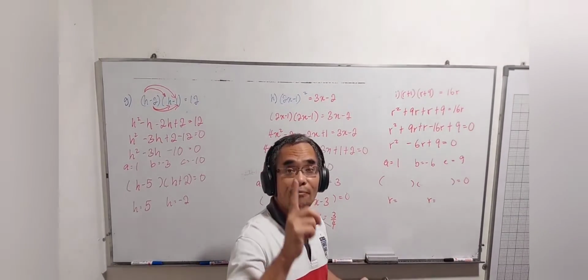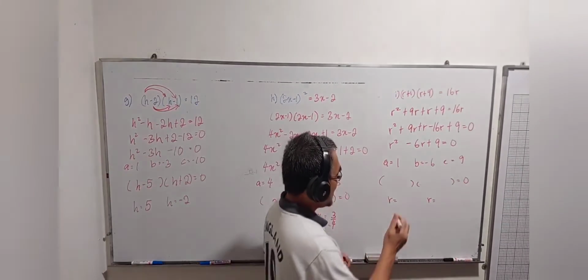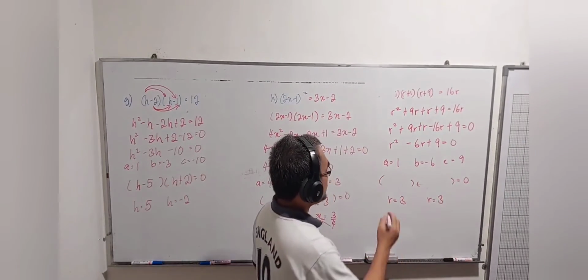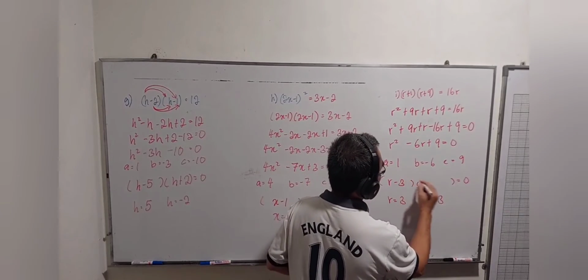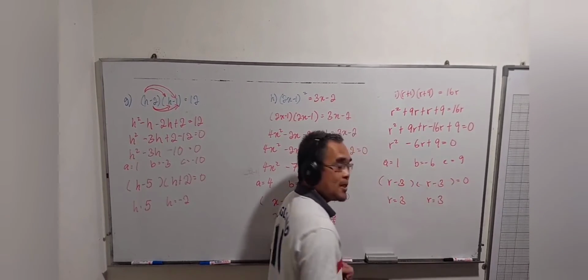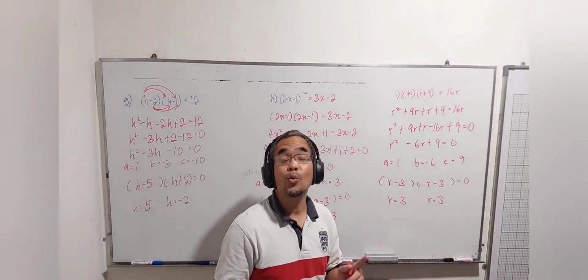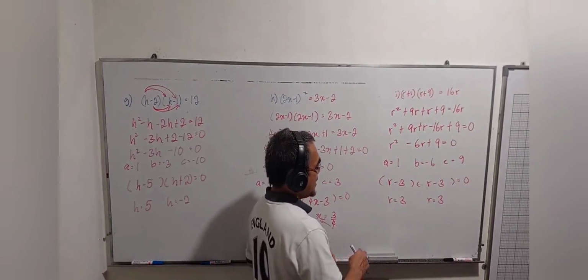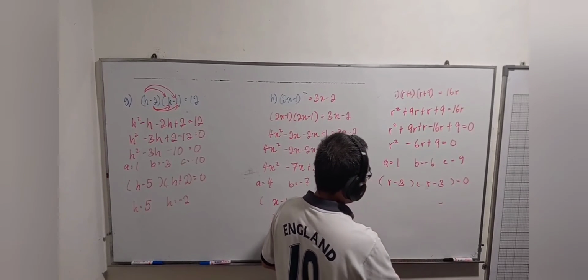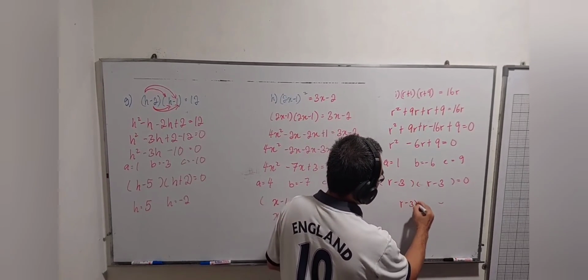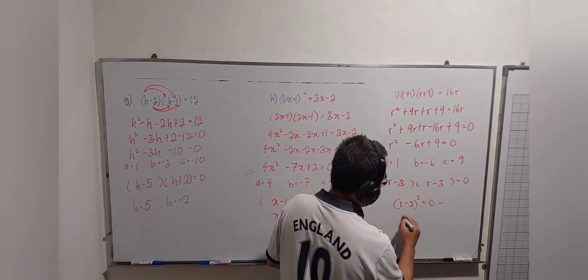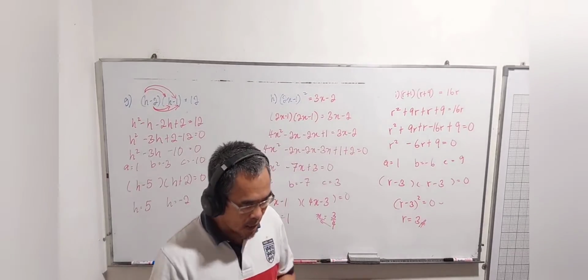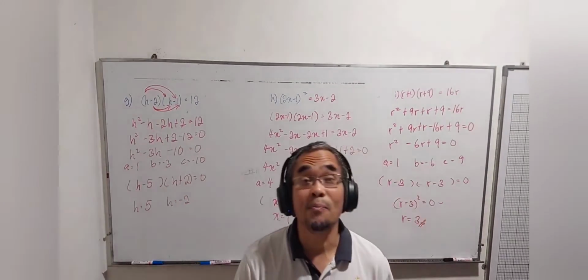Then you get only one value, which is 3. The first one is 3, the second one is also 3. So it will be (r − 3)(r − 3). Whenever you see only one value, they are actually two equal values. Maybe you should write (r − 3) squared equal to 0. So r is 3. Okay, that's all for self practice 1.1F.